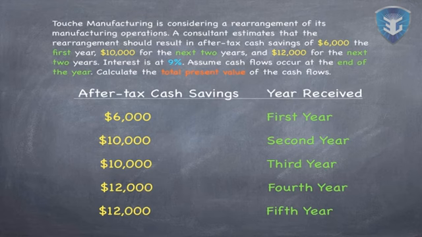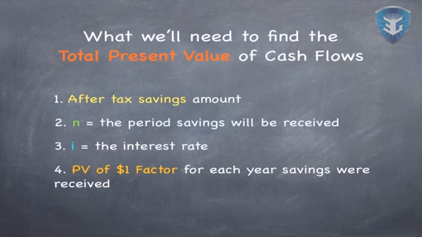When we put that on paper, we see that the first year savings is $6,000, second, $10,000, third, $10,000, fourth, $12,000, and fifth, $12,000. What we'll need to find the total present value of cash flows is first the after-tax savings amount, second, N, which is the period savings will be received, third, I, the interest rate, and fourth, the present value of dollar factor for each year savings were received.